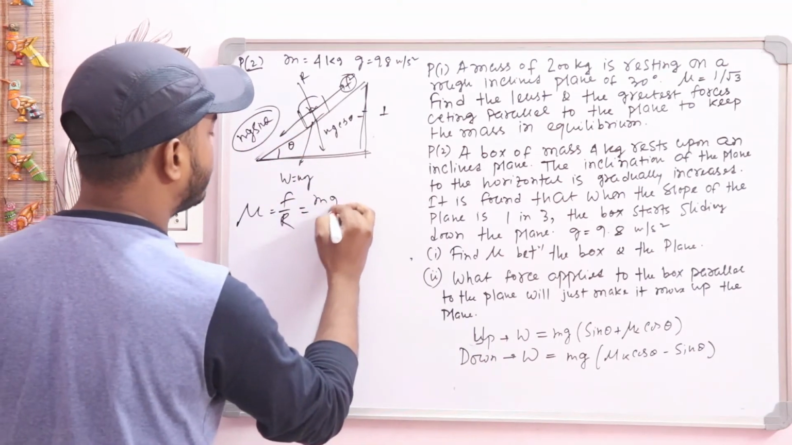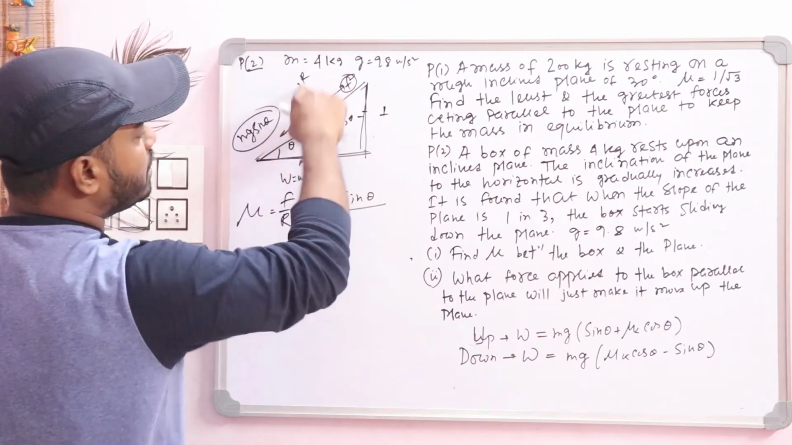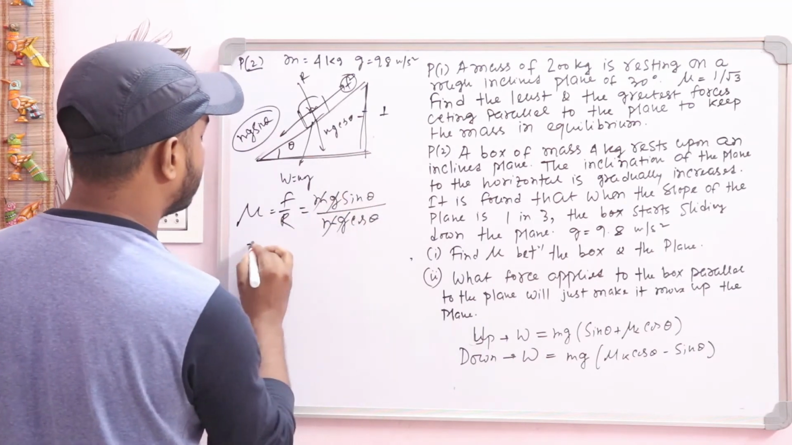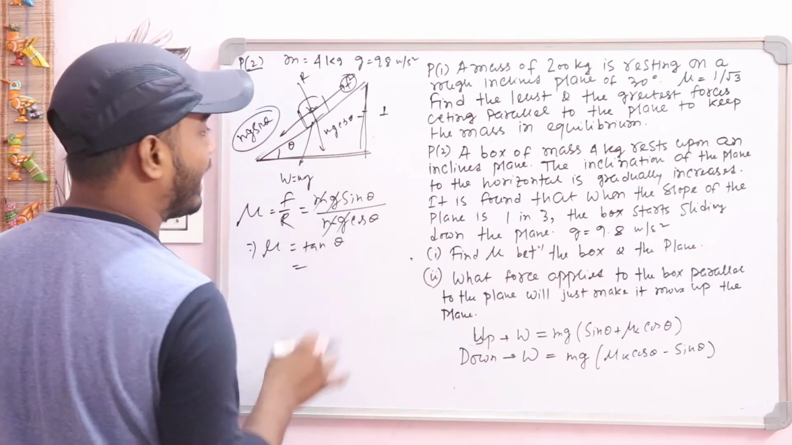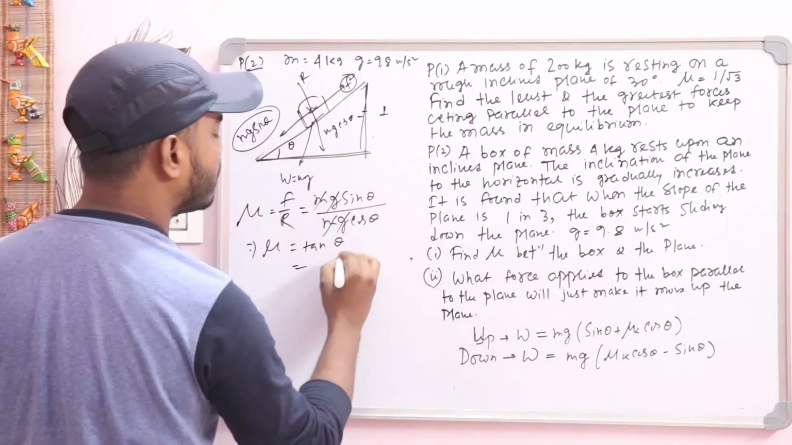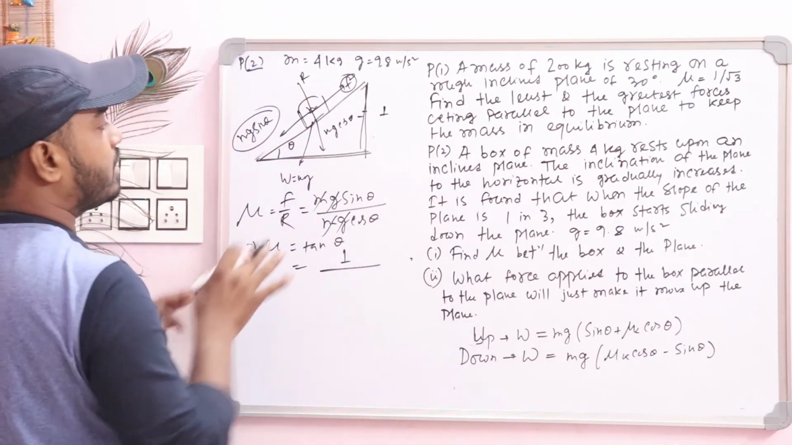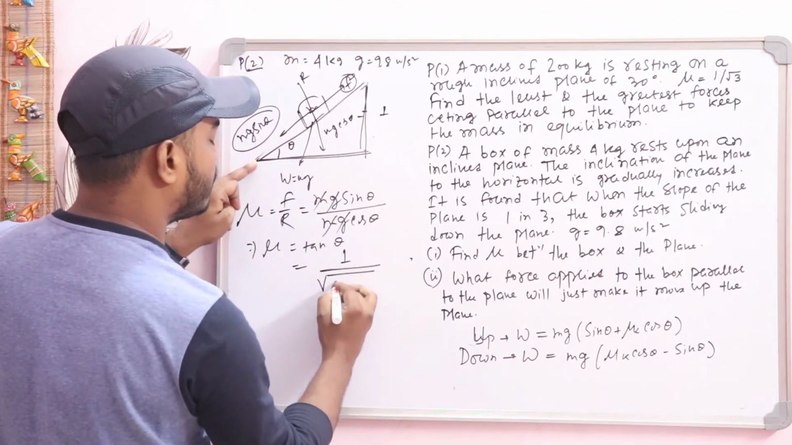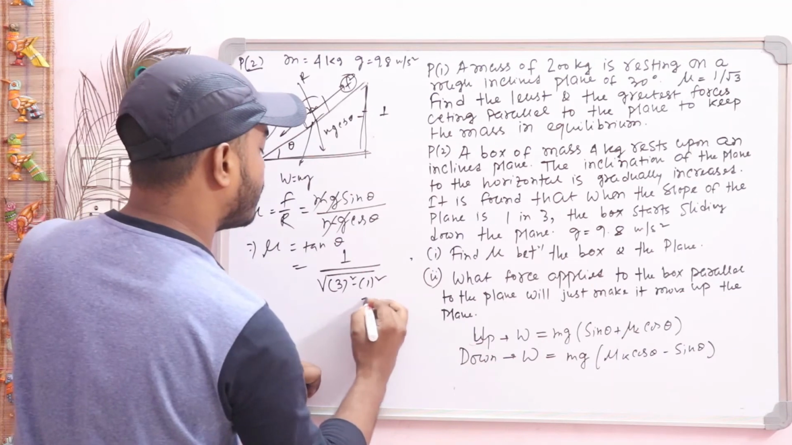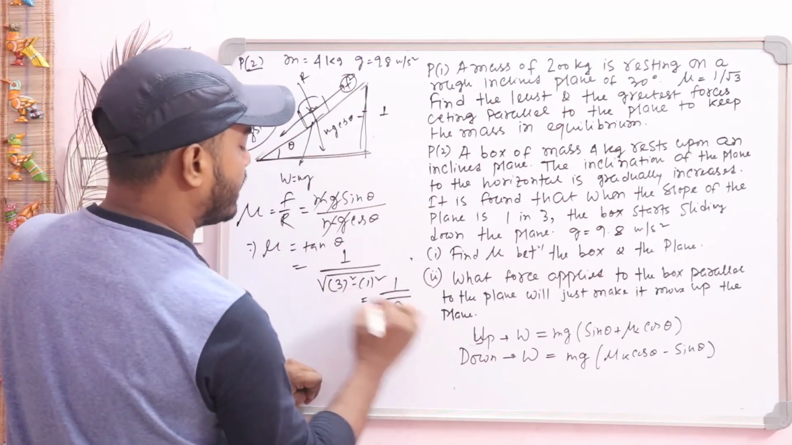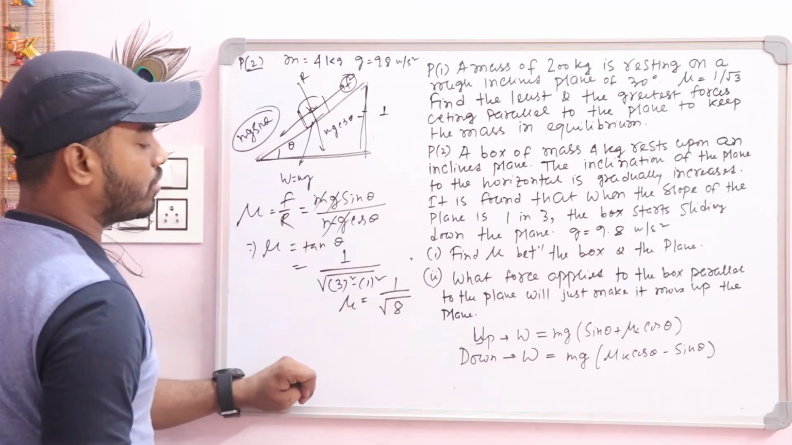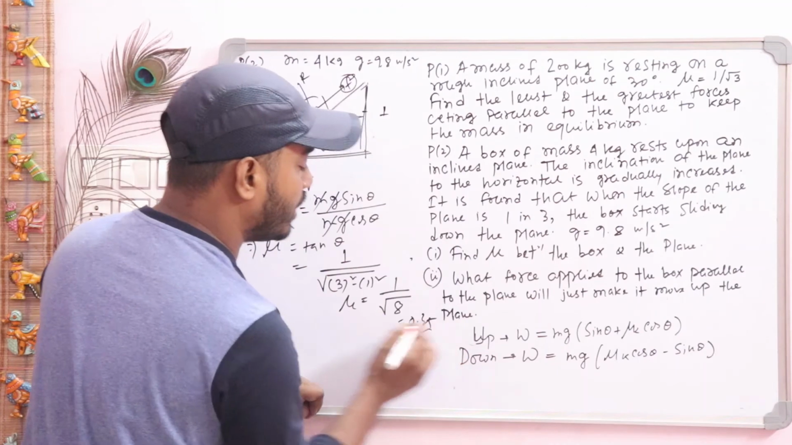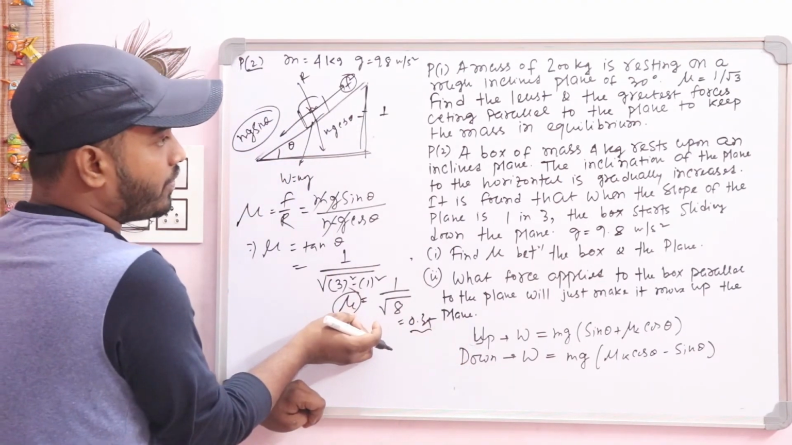So F is balanced with mg sin theta, and R is balanced with mg cos theta. So mg cancels out, sin theta by cos theta, that is mu equals tan theta, and tan means perpendicular by base. Here the perpendicular is 1, given, and the base is not given, but the hypotenuse is given, 3. So when this one is 3 and this one is 1, you can easily find this value. How? Square root of 3 square minus 1 square, that is root of 9 minus 1, that is root 8. So mu equals 1 upon root 8, and this answer will be 0.35. And there is no unit for the coefficient of friction.